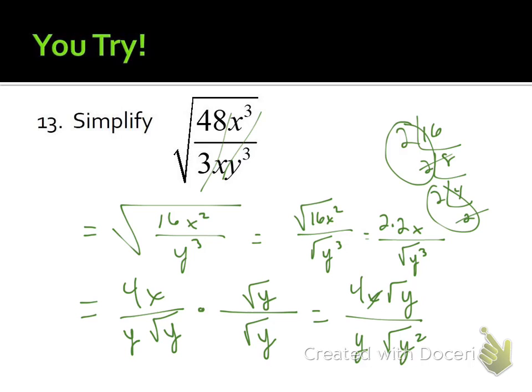Well, let's see. The square root of y squared is y, so we actually end up with 4x square root of y over, since the square root of y squared is y, we get y times y, or just y squared. So again, if it's a square root in the denominator, we have to rationalize that denominator by multiplying the numerator and the denominator by the exact same radical. If it's not, if it's a cube root or a fourth root, then we just leave it. Don't worry about it. Okay?